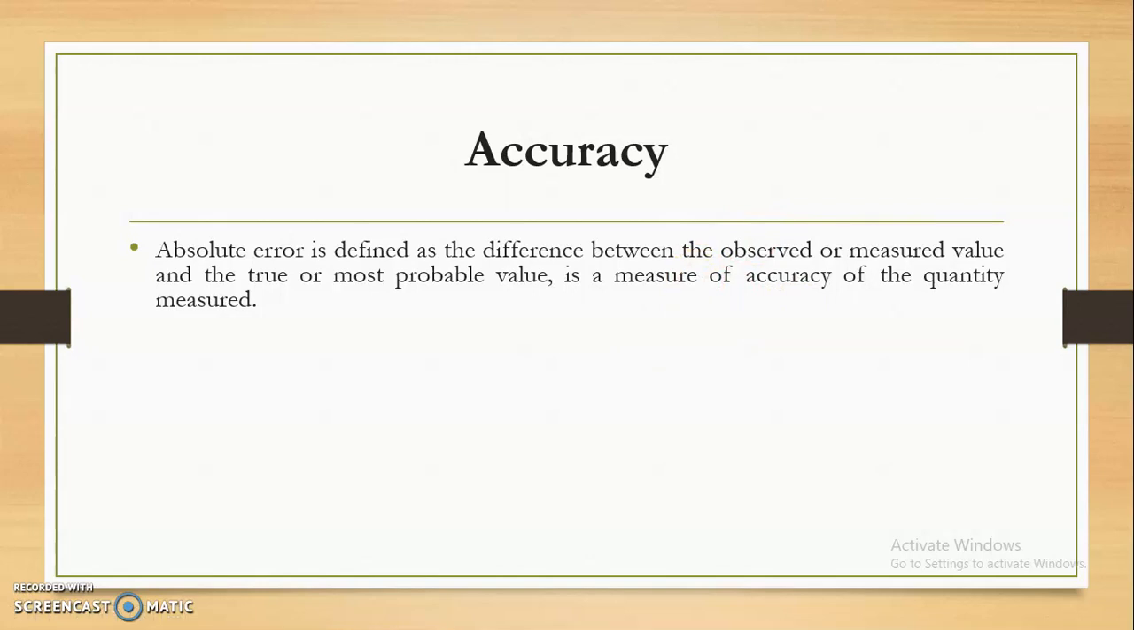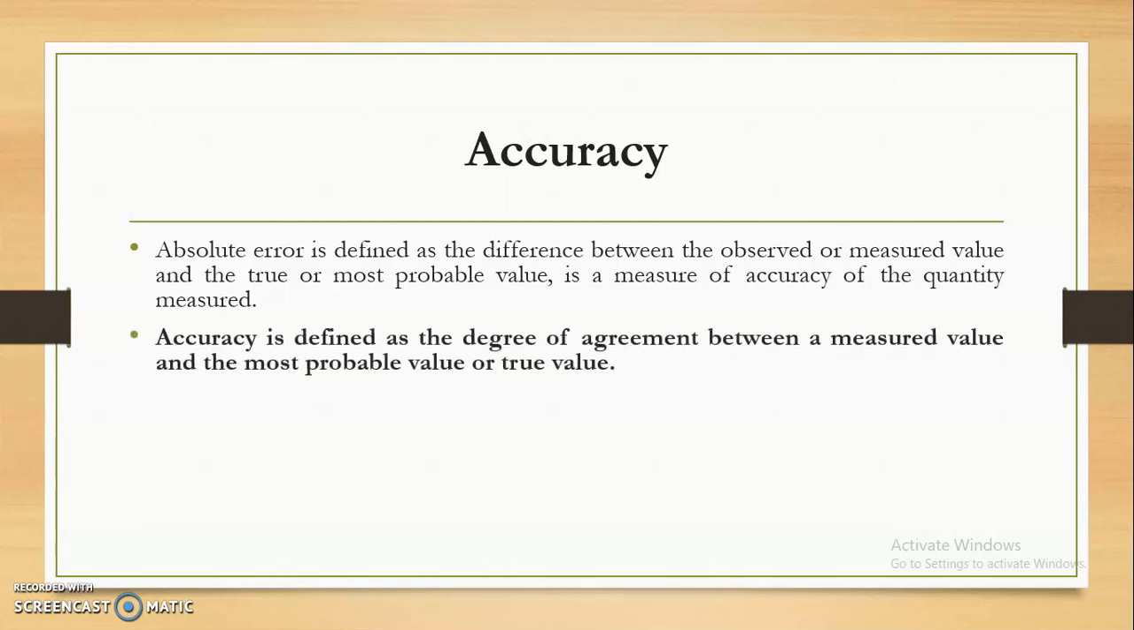Suppose I get 8.8. These results are not accurate, meaning we have to reach as close as possible towards the true value. When we can achieve this, that is known as the accuracy of that particular analysis. So accuracy is defined as the degree of agreement between the measured value and the most probable value or the true value. This is the definition of accuracy.